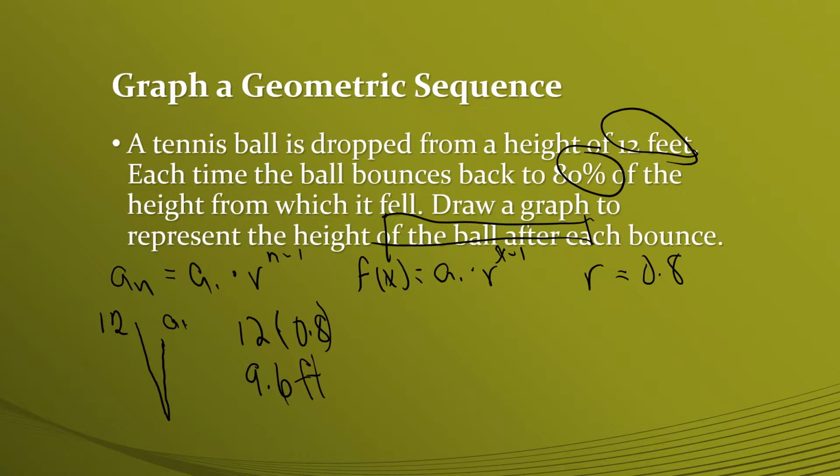All right, so I'm going to write my function equation now. And that is f of x is equal to 9.6 times 0.8 raised to the power of x minus 1. All right, let's go over and graph this thing and see what it looks like. What do you think?